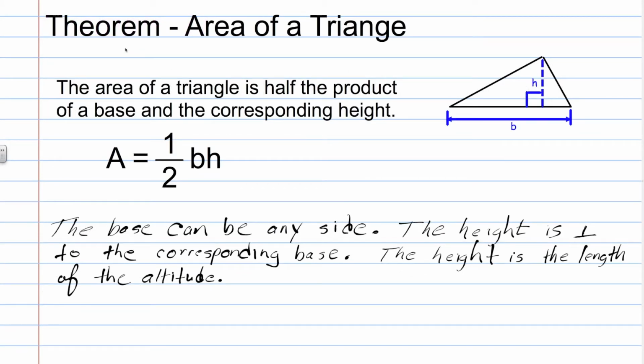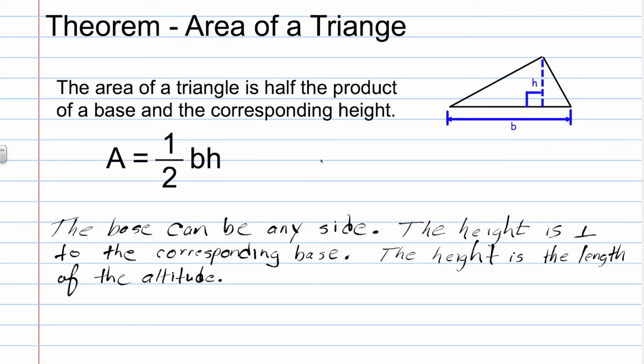Here we have another theorem, the area of a triangle. Now, you should be familiar with this theorem already. In fact, any of these theorems that we're talking about currently are really formulas that you've been taught in the past, at least some of them. And this is one you should be familiar with. The area of a triangle is half the product of a base and the corresponding height. In other words, A is equal to 1/2 times B times H, or the area is equal to 1/2 the base times the height.